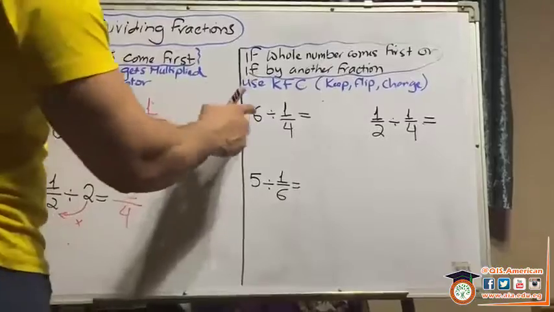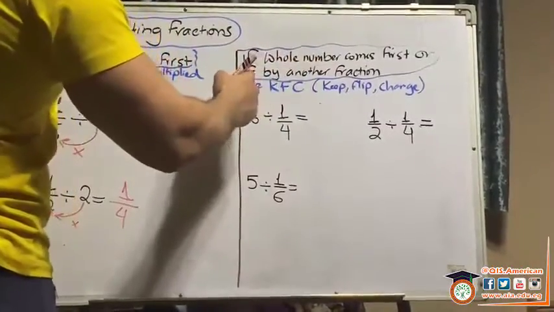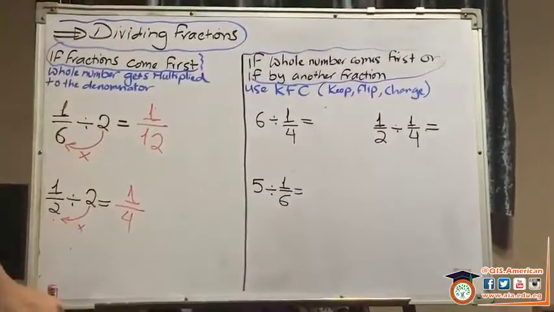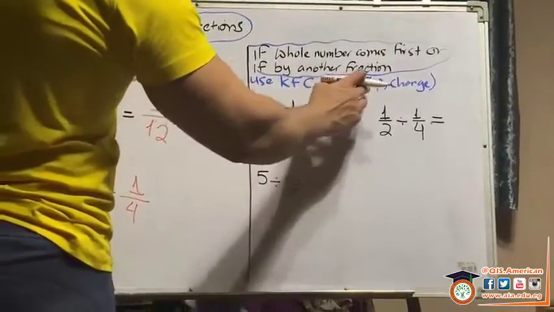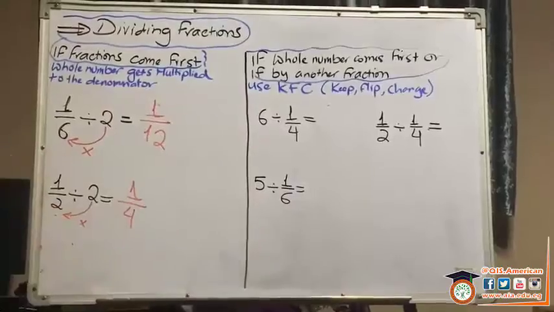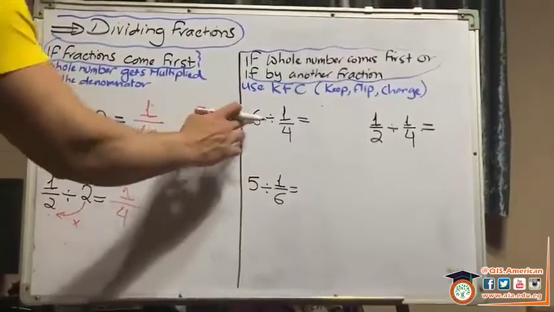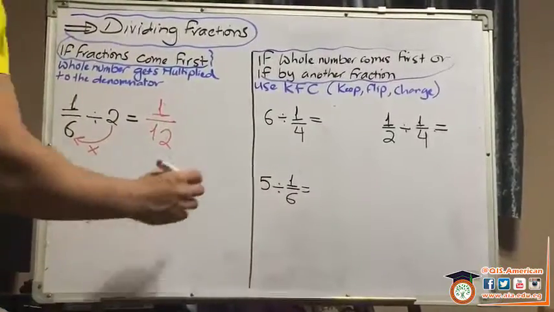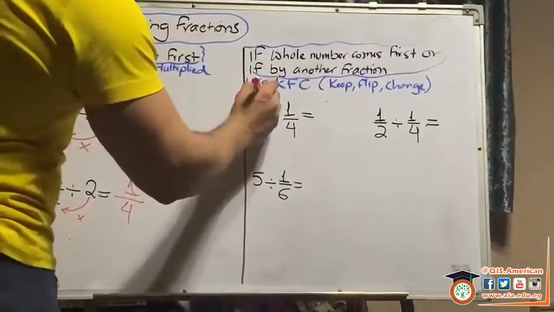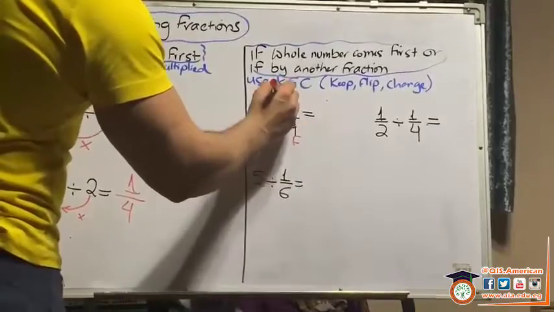Okay, let's take this case. If the whole number comes first, or if I'm dividing by another fraction. Okay, we're gonna use something called KFC. Okay, keep, flip, and change. Okay, how does this work? Here I have the whole number first, and then the fraction. How do I do that? Okay, I'm gonna use K, F, and C.